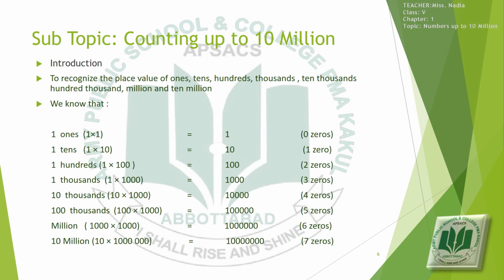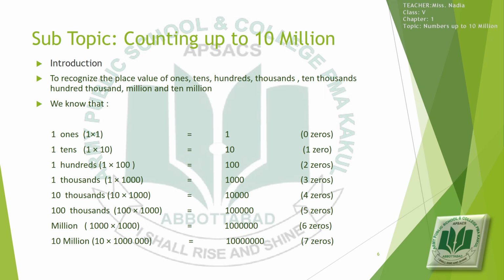Now we have the introduction of subtopic counting to 10 million. To read and write numbers in words or numerals, first we need to know the place values of each digit, that is ones, tens, 100, 1000, 10,000, 100,000, million and 10 million. Look at this chart. Here 1 ones is 1 multiplied by 1, which is 1. Look, in 1 there is no 0. 1 tens is 10, and in 10 we have 1 zero.